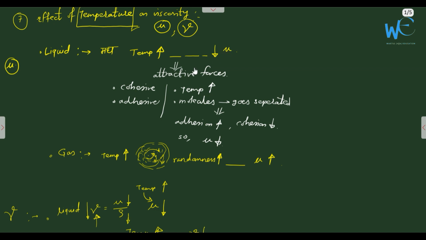Why does this happen? Due to attractive forces. There are two attractive forces, cohesive and adhesive. When you raise the temperature, molecules get separated from each other. Until then the molecules are just sitting beside each other, right? But as soon as you heat the honey, all molecules get separated due to heat, and adhesion arises and cohesion falls. So that's why viscosity, or dynamic viscosity, decreases.